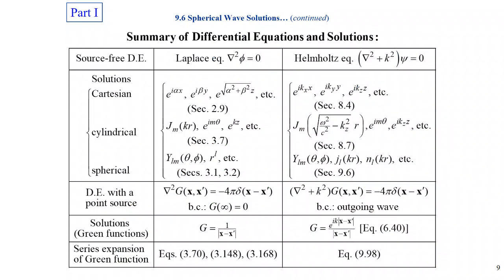So we will summarize the differential equation and the solutions. We consider source-free first. Part 1, source-free. So we have the Laplacian of phi equals 0, the Helmholtz wave equation, source-free. Happy days. So source-free, we have a Laplace equation, source-free electrostatics.